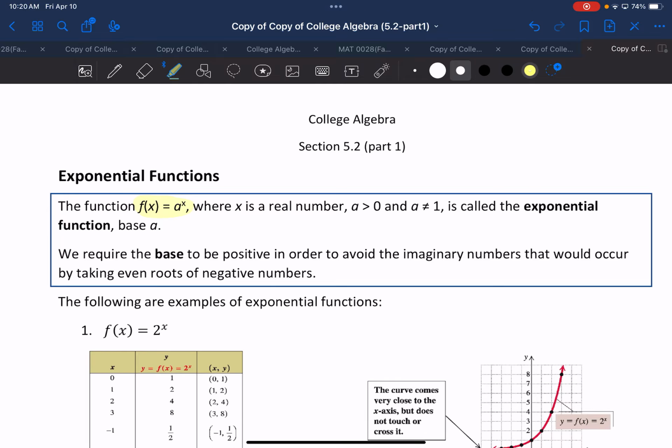Okay, so a couple of examples here would be 3 to the x minus 2 power. This is an exponential function because the variable is in the exponent. The base can be fractions, like 1/5 raised to the 2x power. This is also an exponential function.